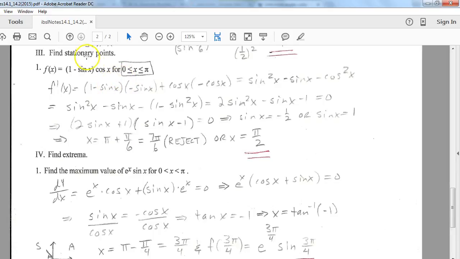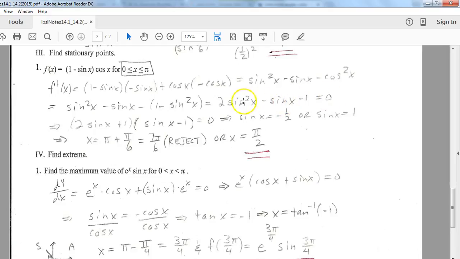For this last part, this one says find stationary points. Anytime you see that, you always need to know that the derivative equals 0 for a stationary point. So I'm just going to find the derivative of this with the product rule. Please look through this, that's what you're seeing right here. So we got the derivative with the use of product rule, and we're setting it equal to 0 because it's a stationary point.